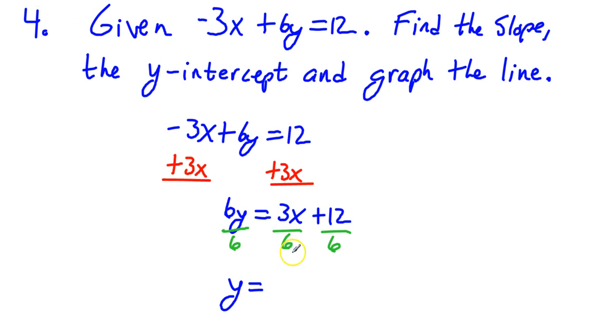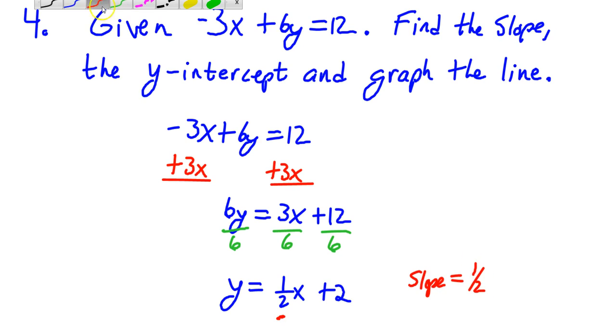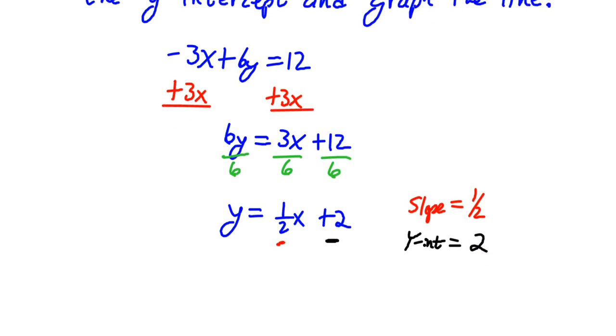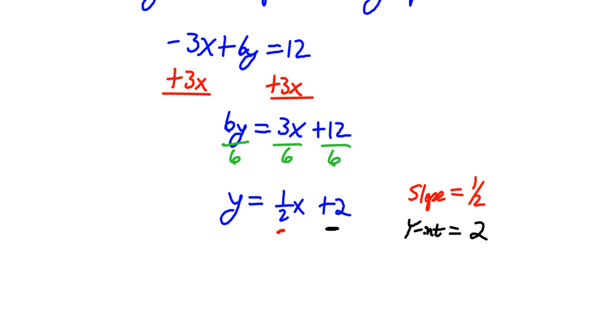Okay, so you've got 3 over 6 there. Go ahead and simplify that down and make it 1/2 x. And then the 12 divided by 6 would be 2. Okay, and with that, there's your two things you're looking for. So your slope is negative 1/2. Sorry, just 1/2. And your b value, which would be your y-intercept, would be at 2. All right, and with those two things, that's what you want to graph.